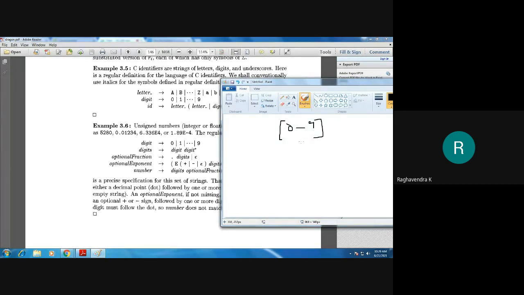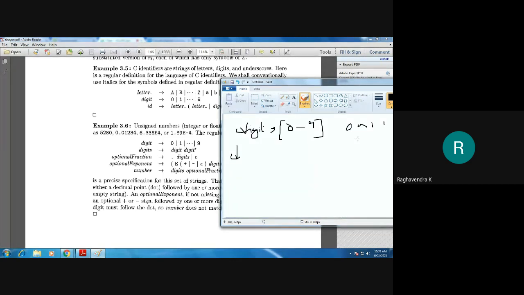So this is one thing. Then this is a digit. So you can write it as a digit. So this will match what? This will either match 0 or 1 or 2, something like this.